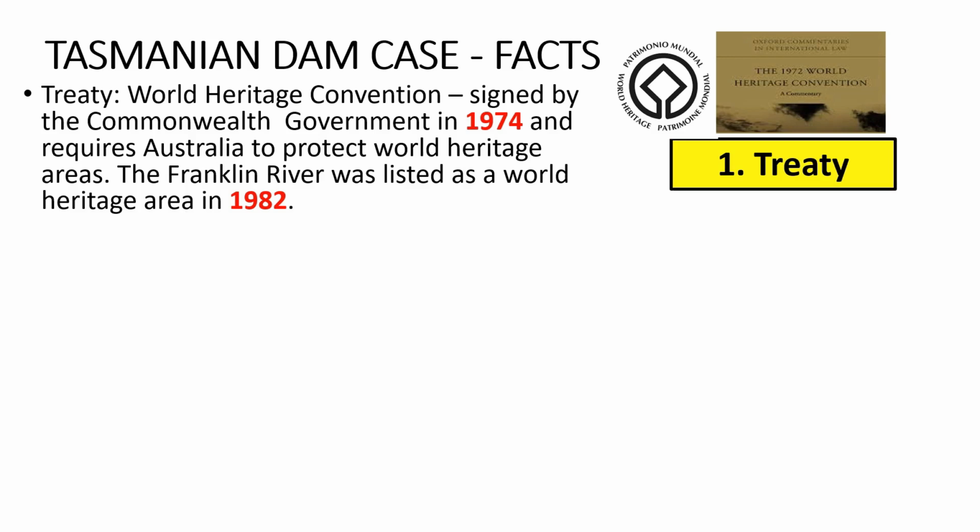In 1981, the Commonwealth Government requested UNESCO to list the Franklin River in Tasmania as a World Heritage Area because it was a wilderness area that supported a diverse range of animals and plants. UNESCO listed the Franklin River as a World Heritage Area in 1982. However, the Tasmanian government wanted to build a dam on the Franklin River to use the water from the river to generate electricity to meet Tasmania's power requirements.